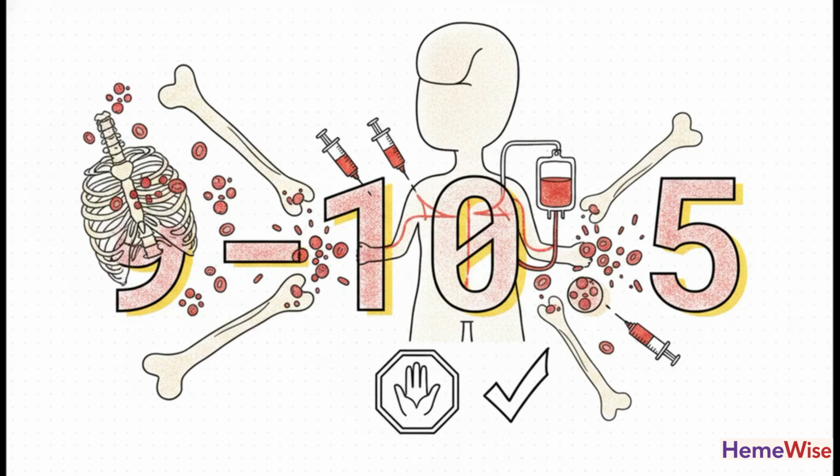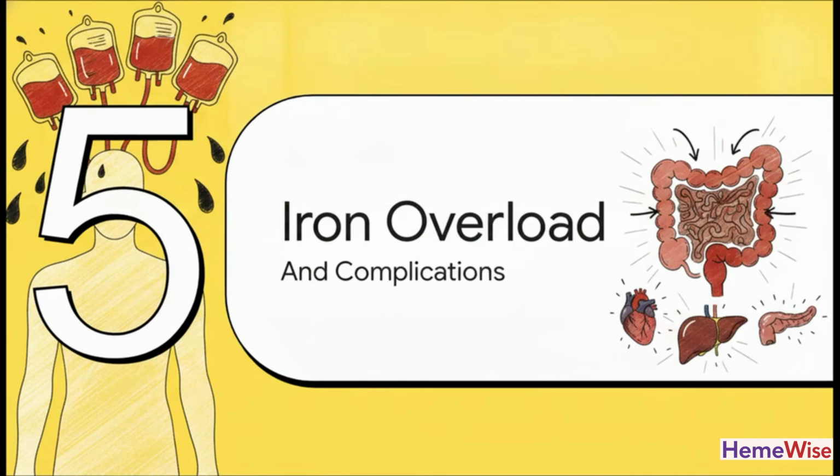Listen, we aren't just transfusing to treat anemia symptoms here. We're transfusing to physically shut down that hyperactive bone marrow. Maintaining this exact hemoglobin level is absolutely necessary to prevent severe, bone-deforming skeletal changes, like frontal bossing. Which naturally leads us to Section 5, iron overload and complications.